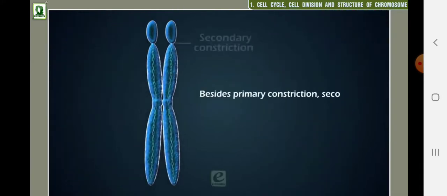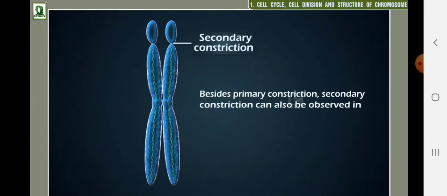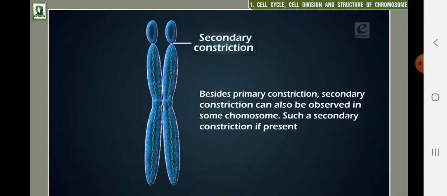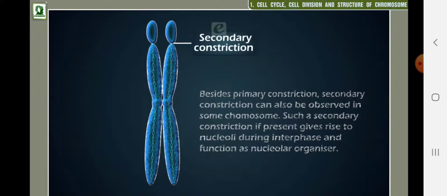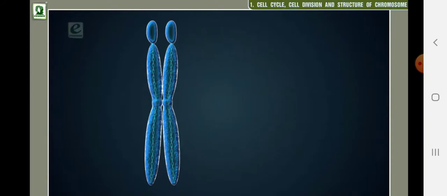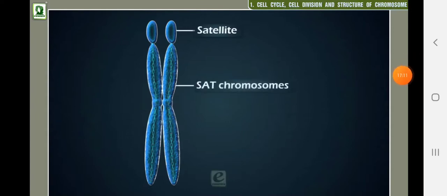Besides the primary constriction, a secondary constriction can also be observed in some chromosomes. Such a secondary constriction, if present, gives rise to nucleoli during interphase and functions as a nuclear organizer. The chromosome having a nuclear organizer also possesses a small fragment or knob-like structure called a satellite. Such chromosomes are known as SAT chromosomes. The terminal regions on either side of the chromosomes are known as telomeres.